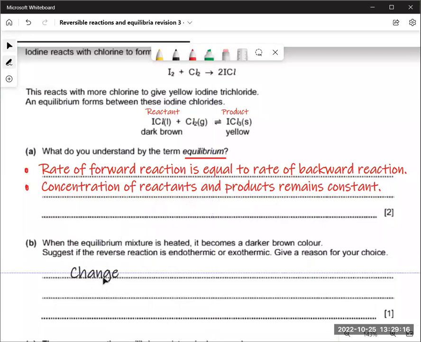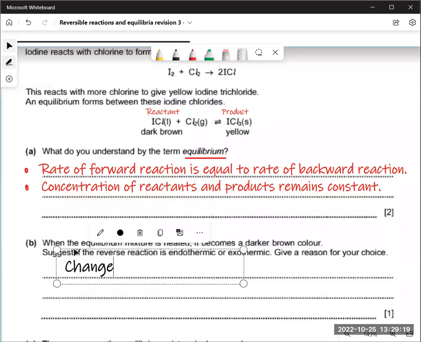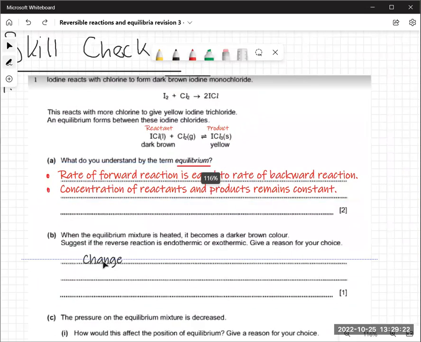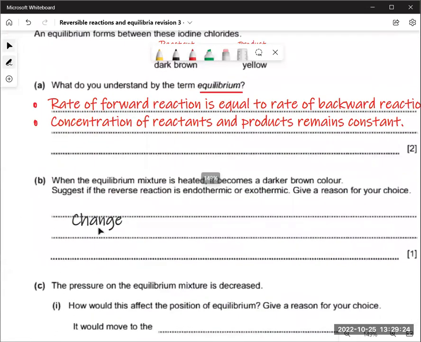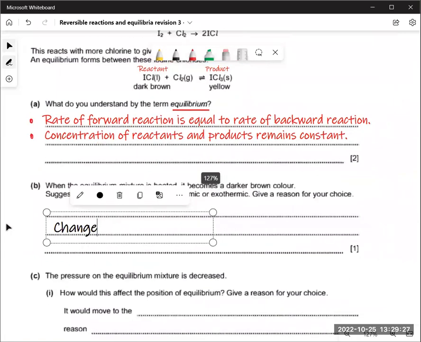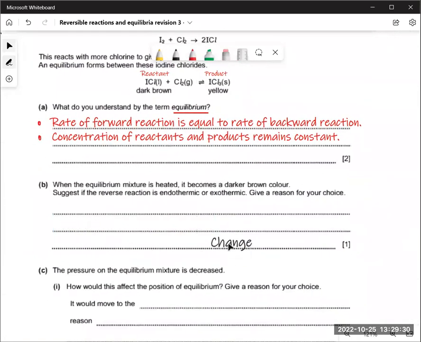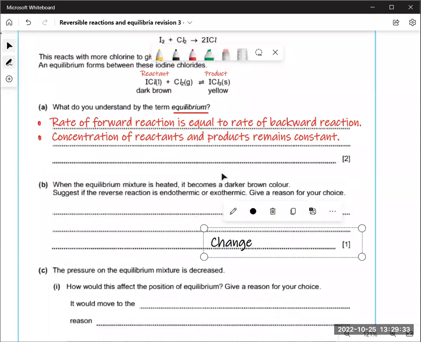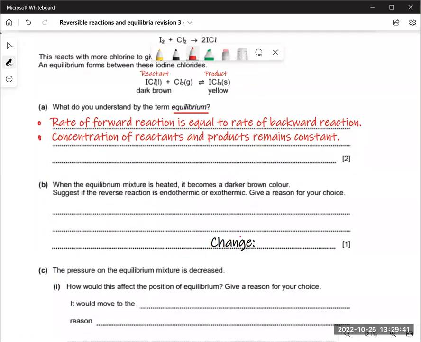Read the question. What are they doing in the question? It's changing from dark brown to yellow. Dark brown to yellow. That's fine. And what action is the person doing that causes it to become a darker brown color? He is doing it again. No, read the first part. When the equilibrium mixture is heated, he is heating it up. He's heating it. So the change is heat, or let's say heating it.